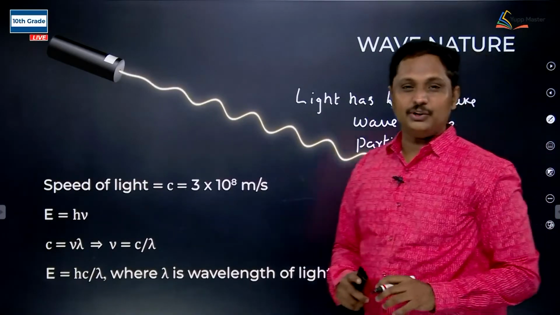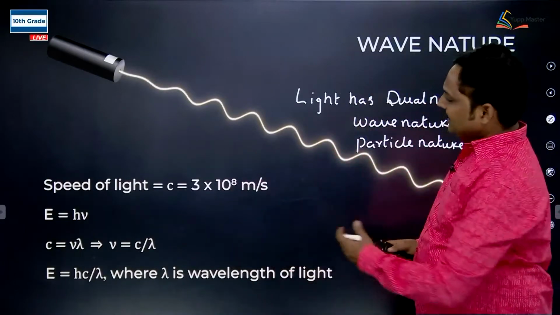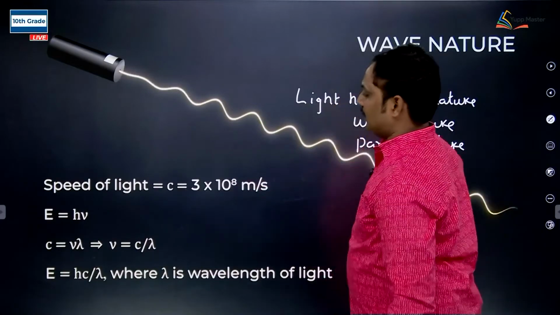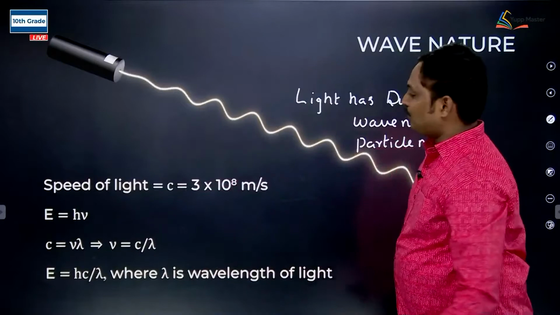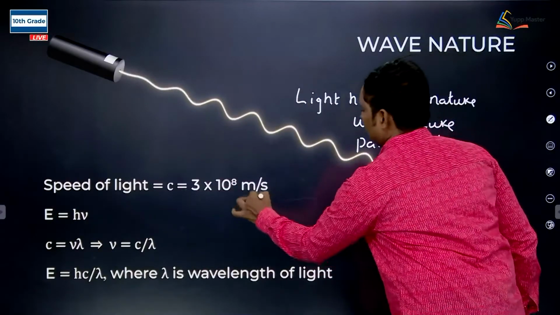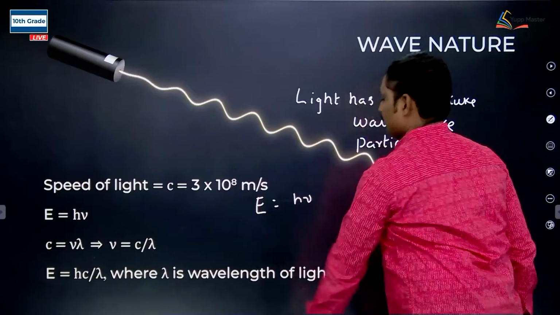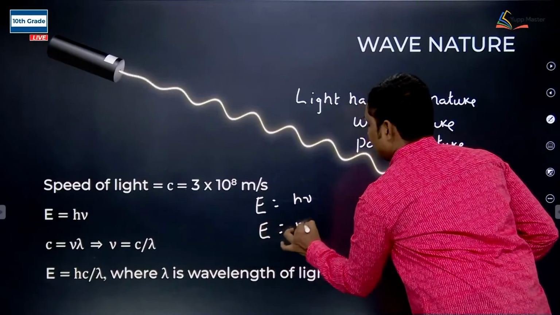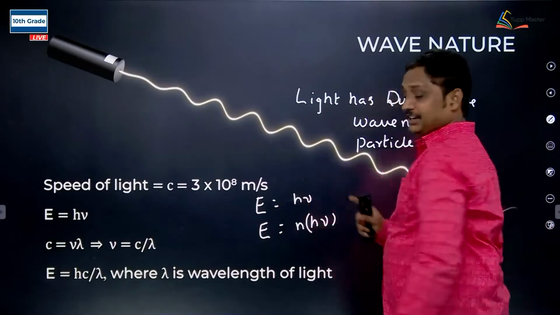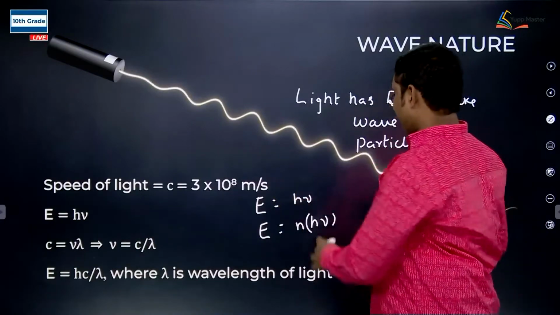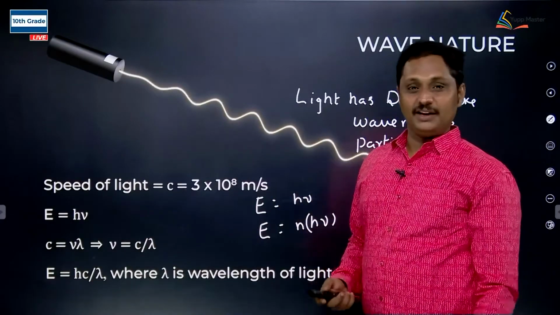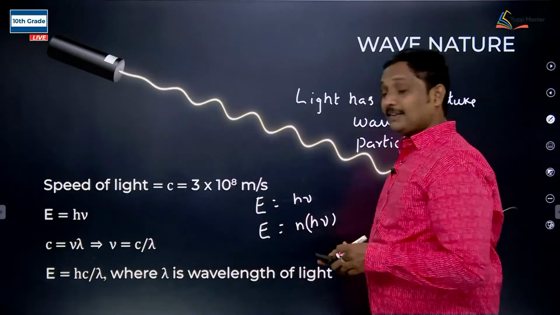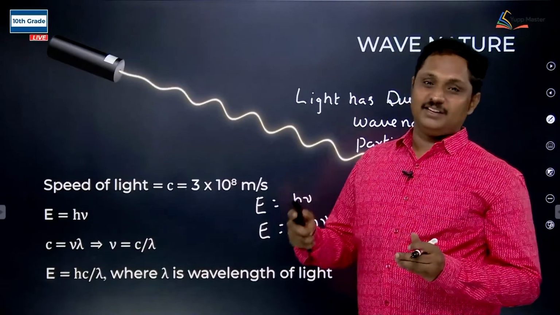Very clear, that is what we are going to tell, that dual nature of light, and it has been represented with an equation. According to quantum theory, energy is expressed as E is equal to h nu. If n number of photons are emitted, we write it as n into h nu. So, the energy of one quantum is represented as h nu. h is the Planck's constant. Its value is 6.625 into 10 to the power of minus 34 joule second.